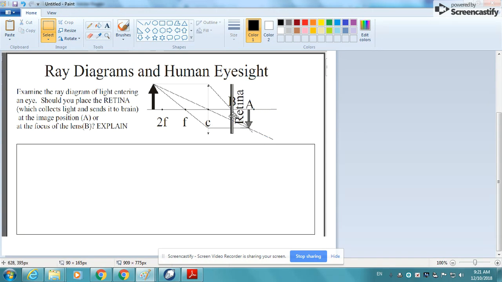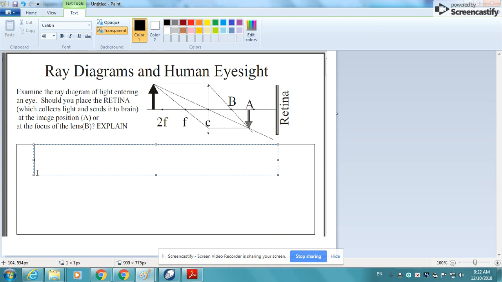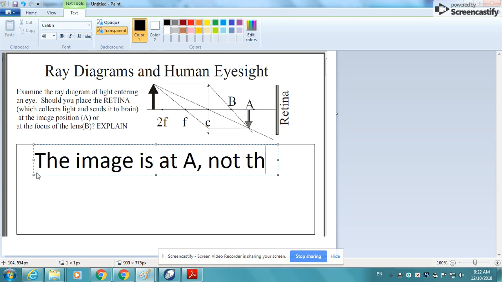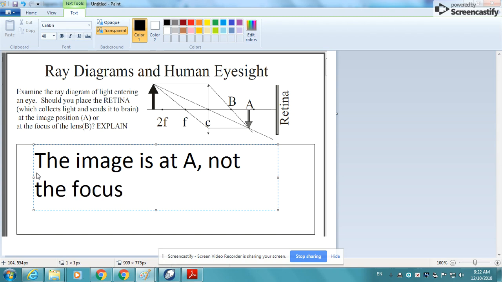If you put it at B, you're going to have 3 arrowheads here. This ray is up here, this ray is lower, and the third ray is down at the bottom, but they all came from the same starting point. That's a blur. It's not an image. You put the retina here. So if we were to write this down, the image is at A, not the focus. Put retina here.